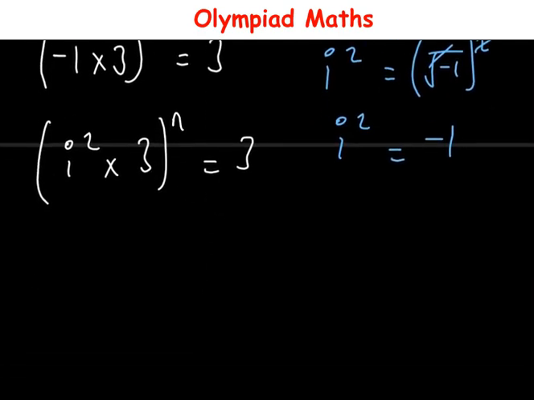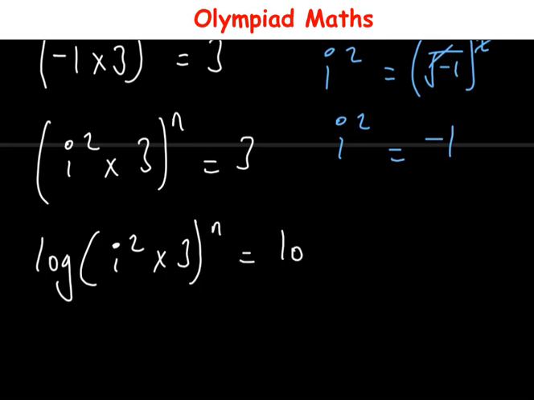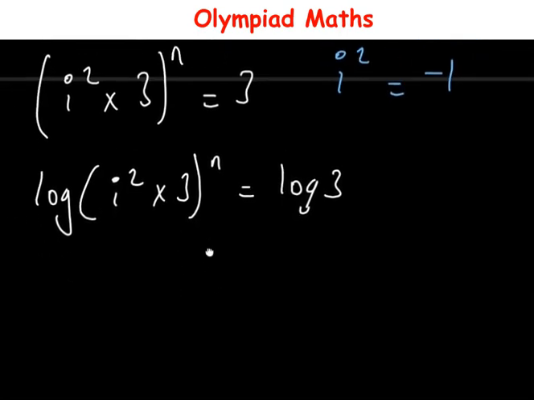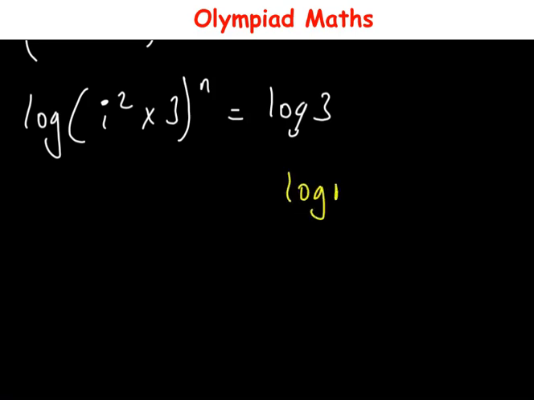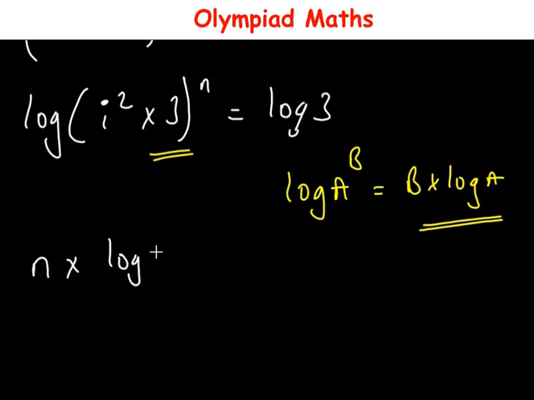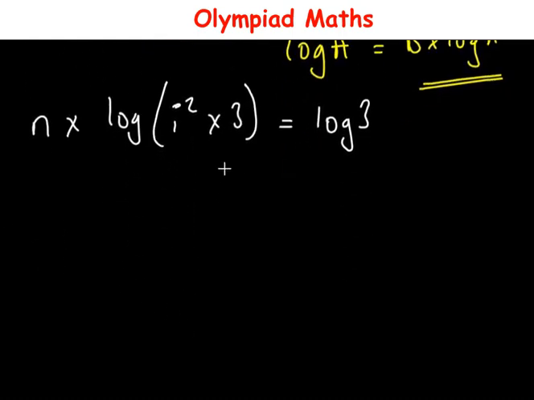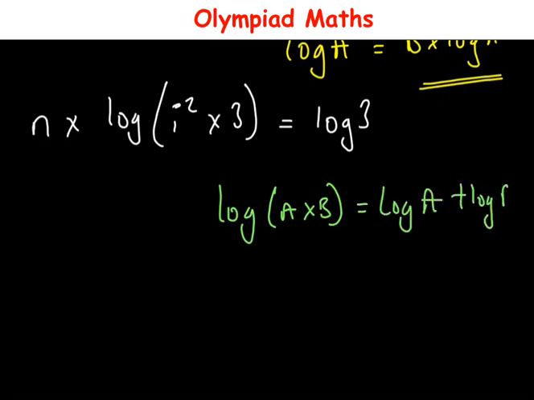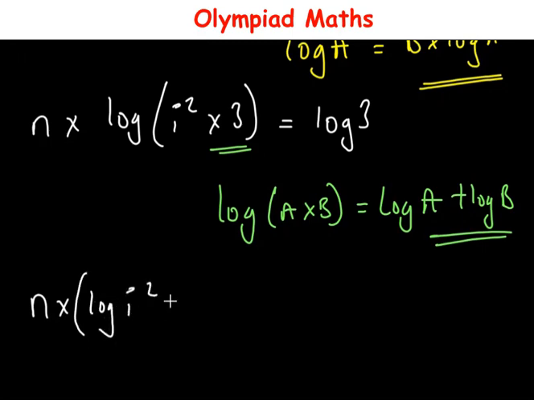Now at this junction, we are going to introduce logarithm to this equation. So we have logarithm of, in brackets, i squared times 3 all raised to power n is equal to logarithm of 3. Now with this, we are going to apply the rule of logarithm, and the rule is this, that if you have logarithm of a raised to power b, this equals b times logarithm of a. Applying this rule right here, what we then have is n times logarithm of i squared times 3 is equal to log 3. So from here, to simplify this further, also applying this rule, that if you have logarithm of a times b, this equals log a plus log b. Applying this right here, all we have is n times, logarithm of i squared plus logarithm of 3, is all equal to log 3.